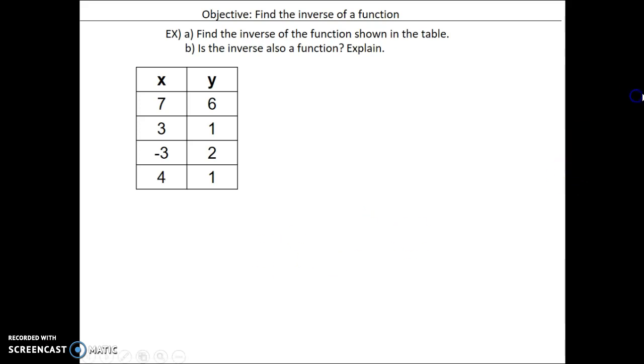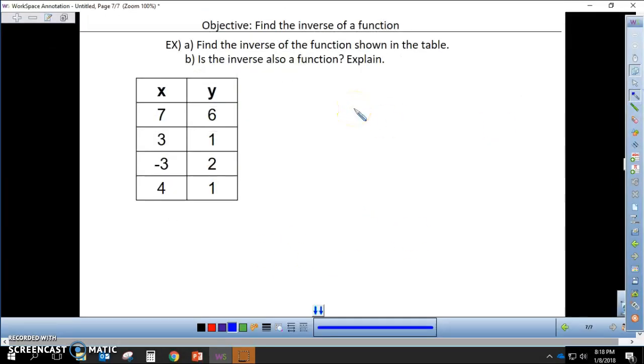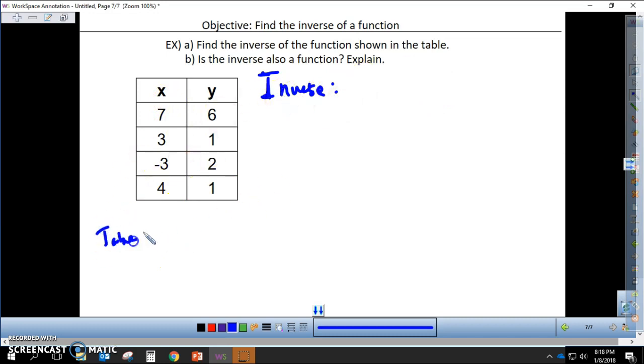So for this example in the video, we are again going to go ahead and find the inverse of the function shown in the table. So here is our inverse relation. You're just gonna switch these out, and for this one, I'll do a table to ordered pairs, right?